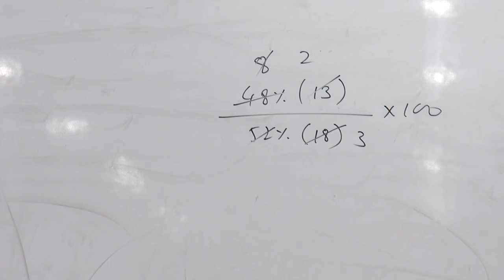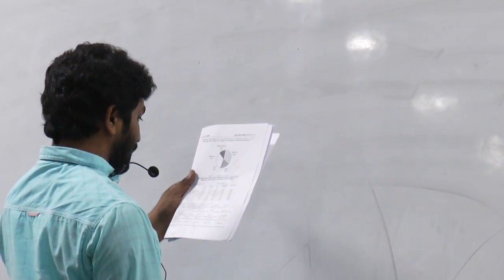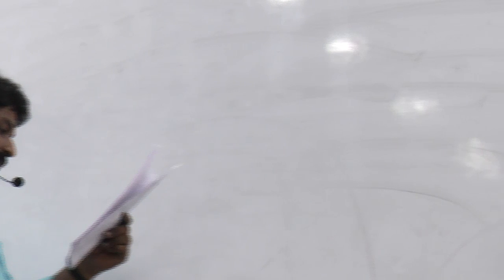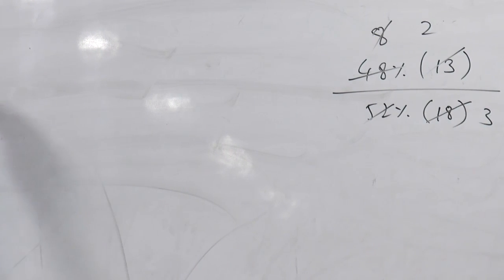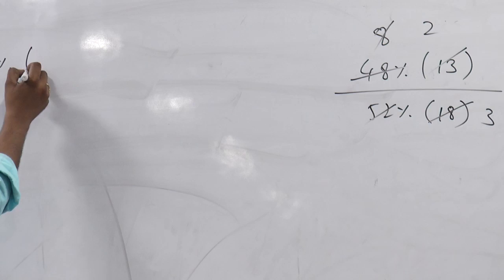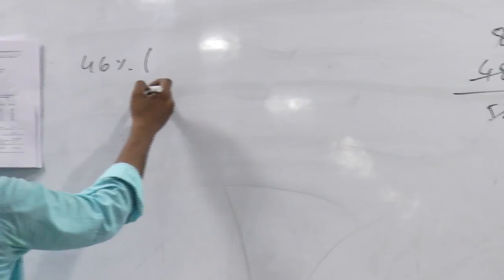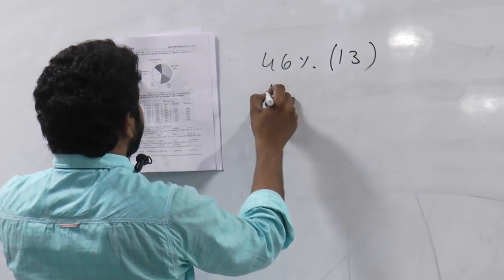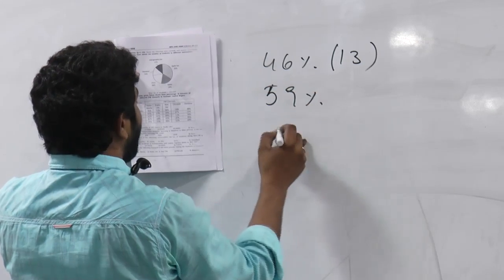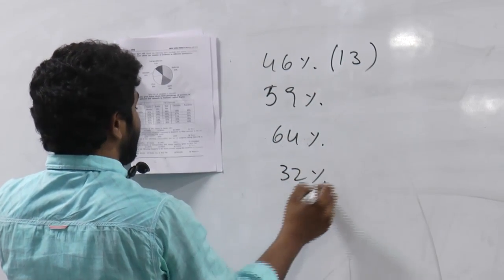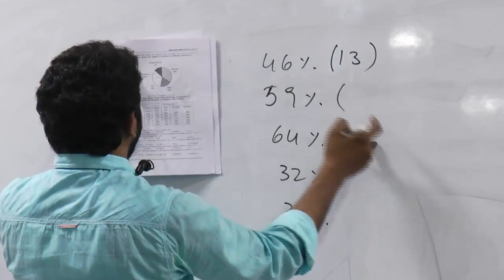From which of the following universities is the number of students liking FM radio minimum? Minimum number, FM radio. Right, where is FM radio? Red FM. Okay, I read it wrong. Red FM, first one, 46% of what? Indraprastha, how much is that? 13. Next, 59%, let me write all these numbers, 64%, 32%, 36% of.